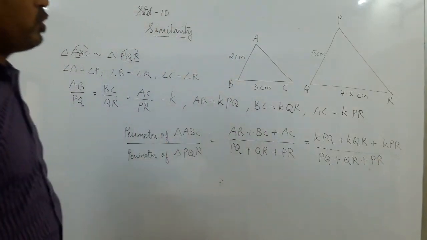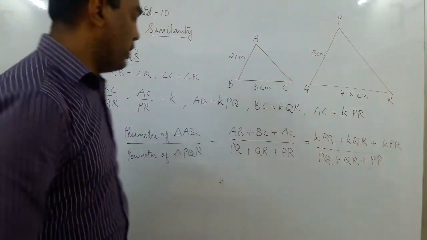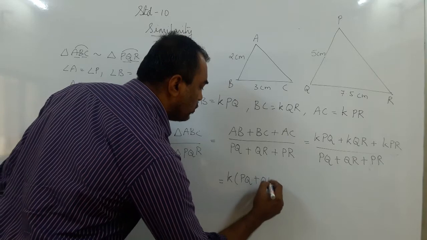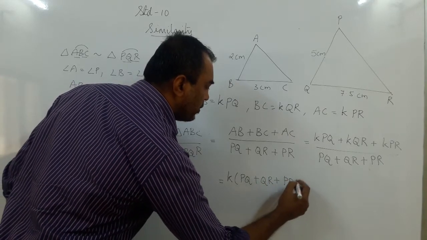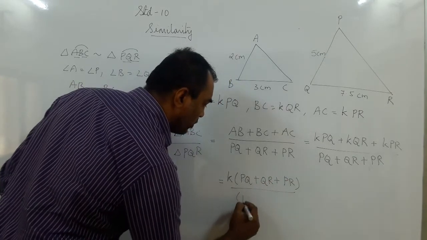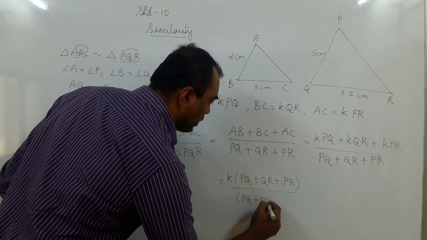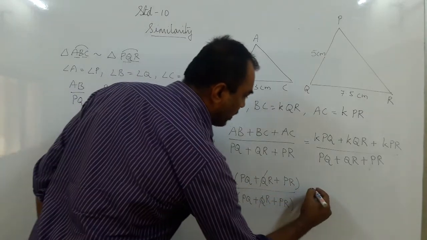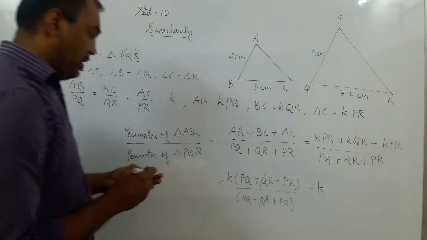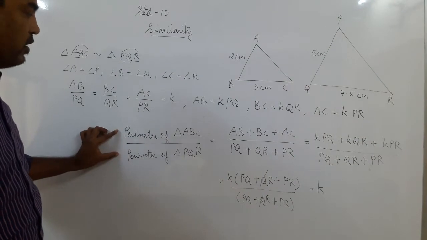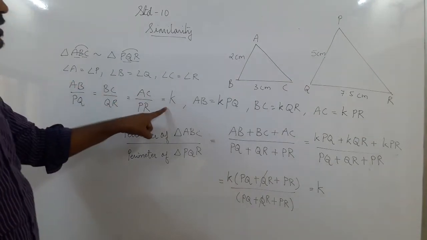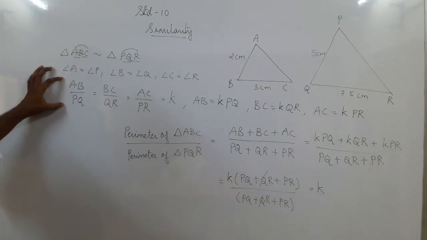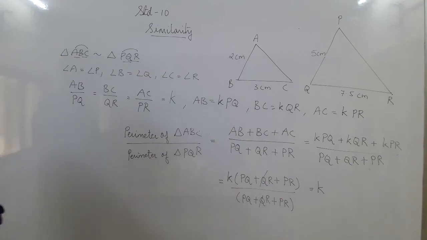Okay, what comes next? What you can do? This K can be taken common. So K into bracket PQ plus QR plus PR. And below also I have got PQ plus QR plus PR. These both get cut and I get the answer K. Means the ratio of the perimeter is also the ratio of the sides. This ratio was K, even this ratio is K, so the ratio of the perimeter is the ratio of the sides. So let me finish the sum.